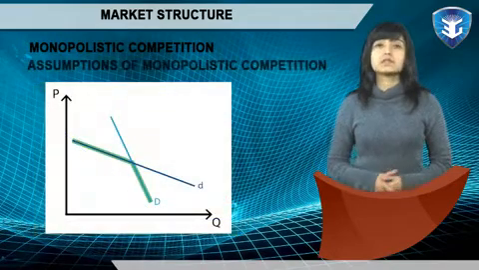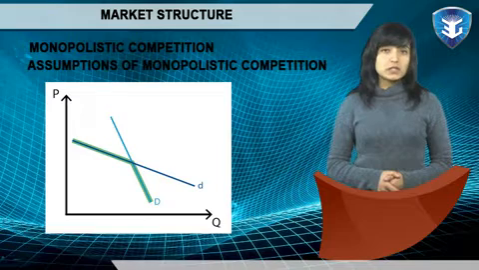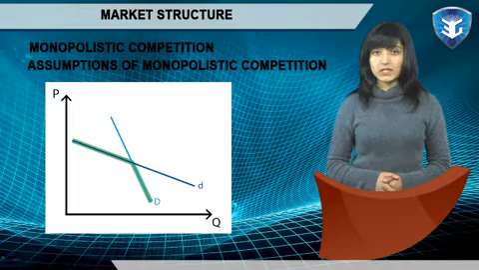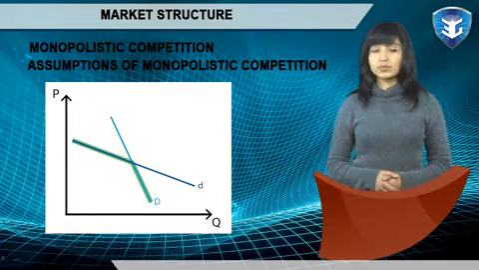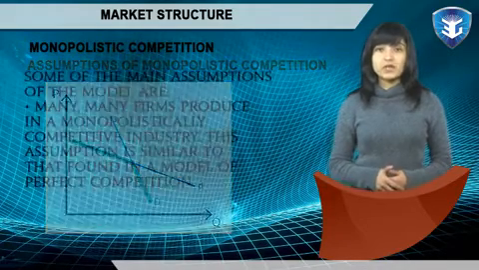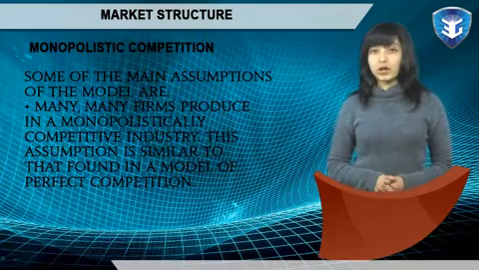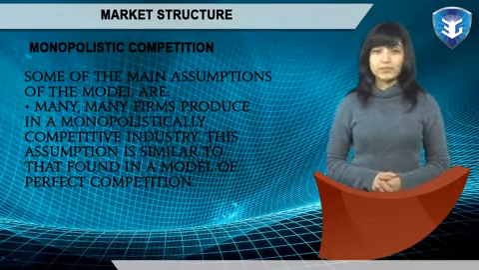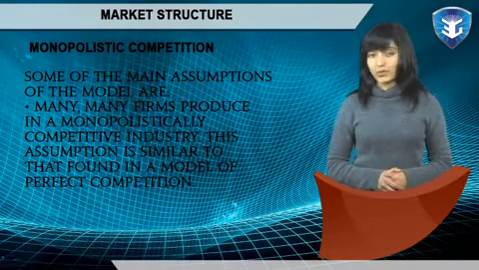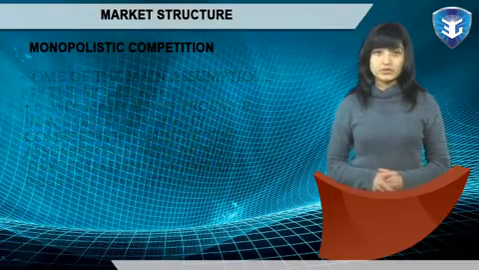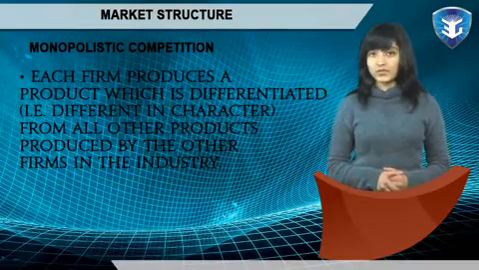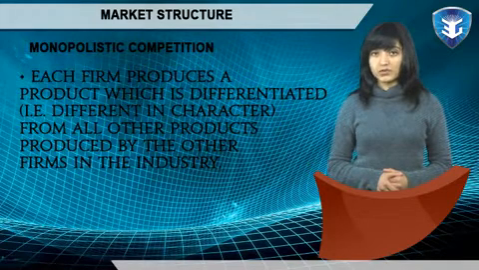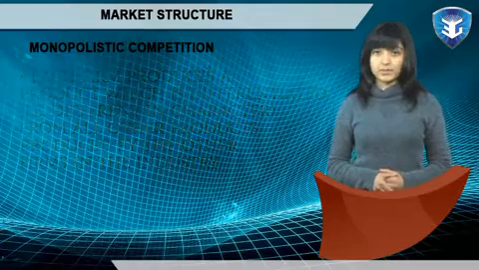Assumptions of monopolistic competition. A monopolistically competitive market has features which represent a cross between a perfectly competitive market and a monopolistic market, hence the name. Some of the main assumptions of the model are: many firms produce in a monopolistically competitive industry. This assumption is similar to that found in a model of perfect competition. Each firm produces a product which is differentiated, that is, different in character from all other products produced by the other firms in the industry.